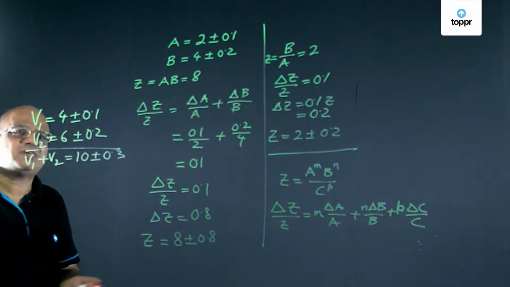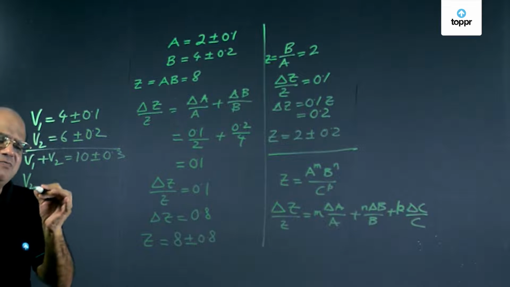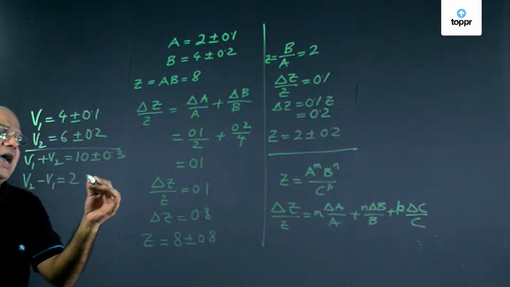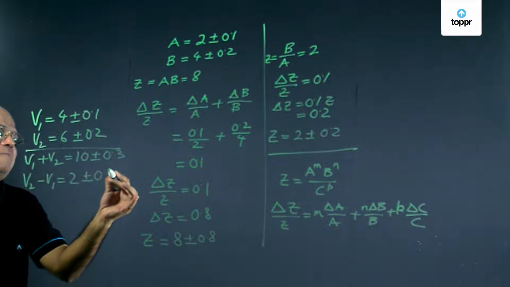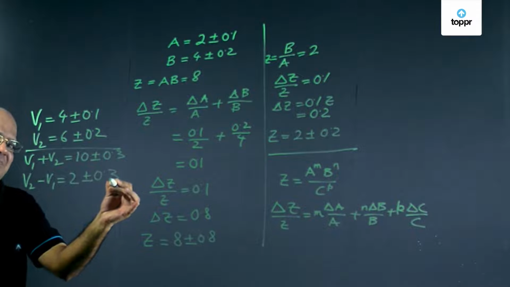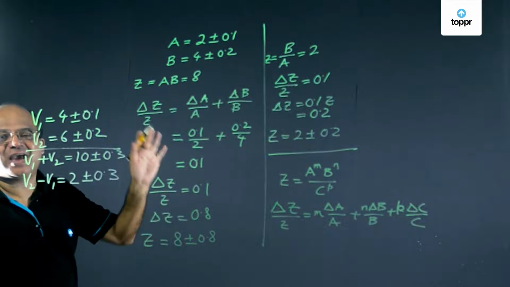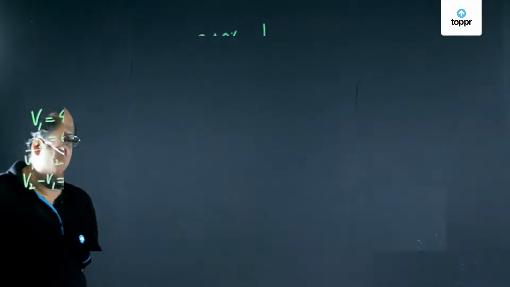In subtraction also errors will get added. V2 minus V1 will be equal to 6 minus 4 is 2 and plus minus same 0.3. Remember, whether we are adding or subtracting, errors are always added. Now let us look at some problems on errors.